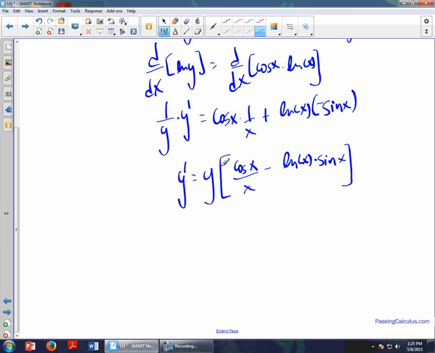And now I'll replace that y with my original function. I want it in terms of just y prime is equal to, and then only x. So the original function was x to the cos of x, I think. Yes. And that's x to the cos of x times cos of x over x minus ln of x times sine of x. And there it is. That's all it is to it, guys.